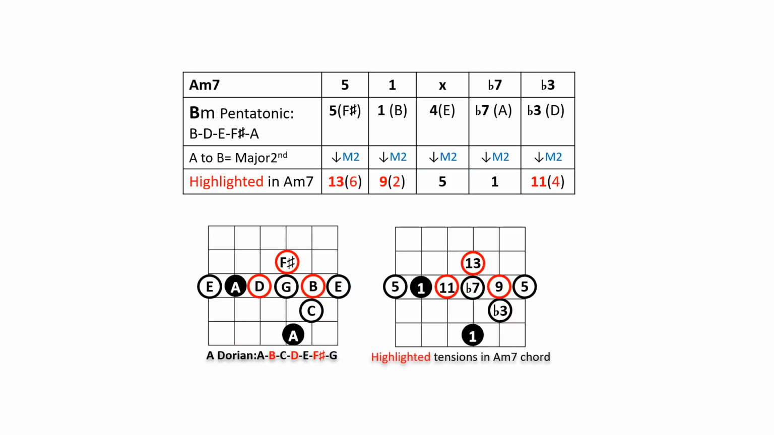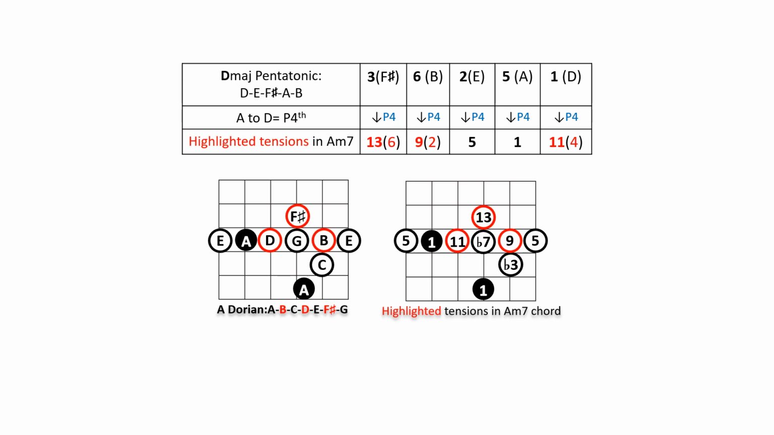The B minor pentatonic scale derived from A Dorian begins on the second scale degree. Due to the major second interval between A and B, the highlighted notes 6, 9, 5, 1, 11 can be located a major second above the minor pentatonic scale degrees 5, 1, 4, flat 7, flat 3, ordered in fourths. The implied sound is A minor 13.